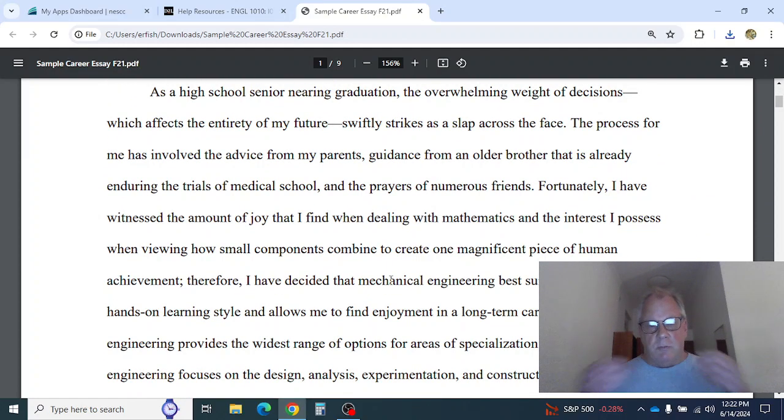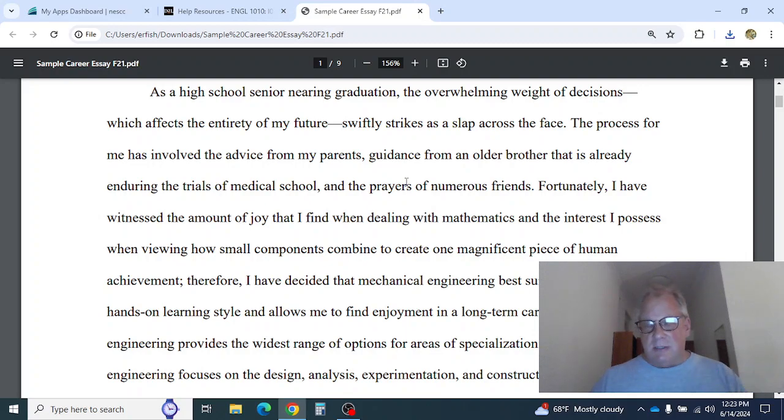This is a dual enrollment student, so his approach to his career is going to be a little different than yours might be. Just kind of depends on where you're at with everything. And that's kind of the neat thing. Everybody's essay is a little bit different, right? But here he's going to start talking about being a high school senior nearing graduation.